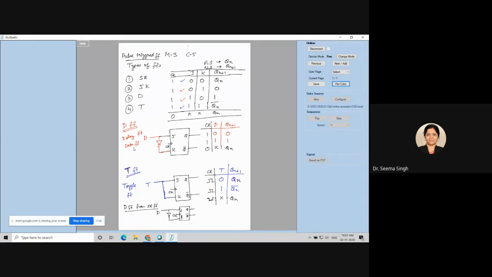You all know the basics of master slave. What do we do in master slave? In master slave, you have two sets of flip flop. One will be working at the positive pulse, the second one will be working at the negative pulse, and the second one will be following the first one, because the second one is the slave and the first one is the master. How do we make it?